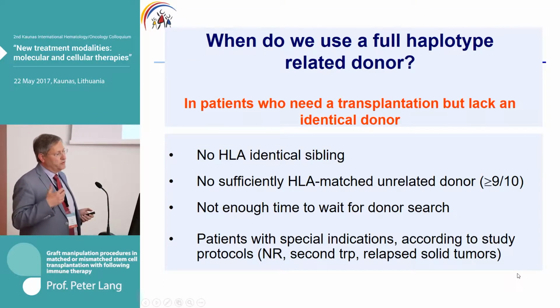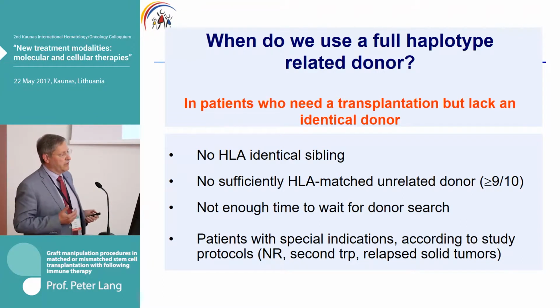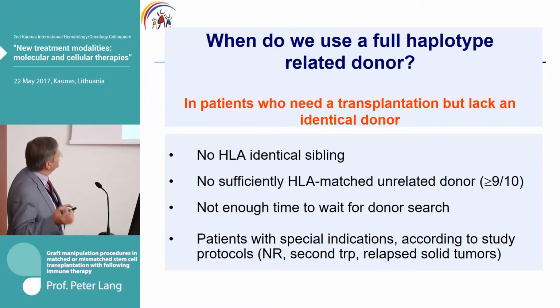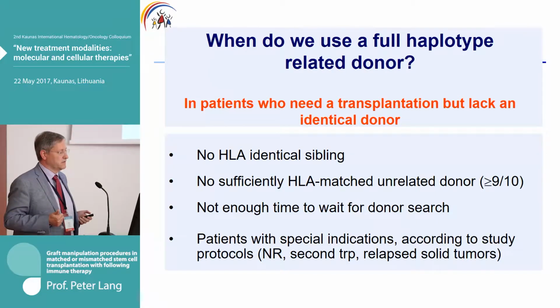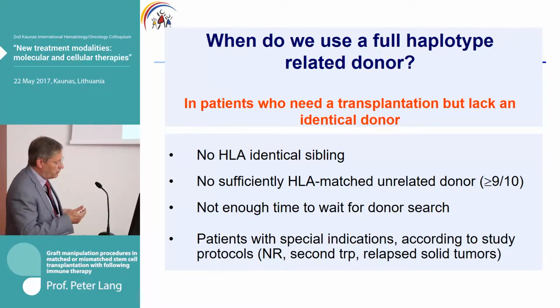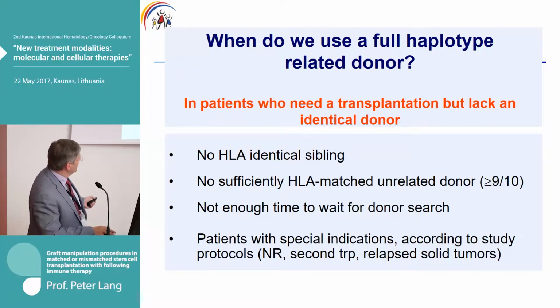So when do we use a full haplotype-related donor? In all patients who need a transplantation but lack an identical donor: if there is no HLA-identical sibling, if there is no sufficiently HLA-matched unrelated donor, and we accept only a 9 or 10 out of 10 donor, if you have not enough time to wait for donor search, or for special indications.